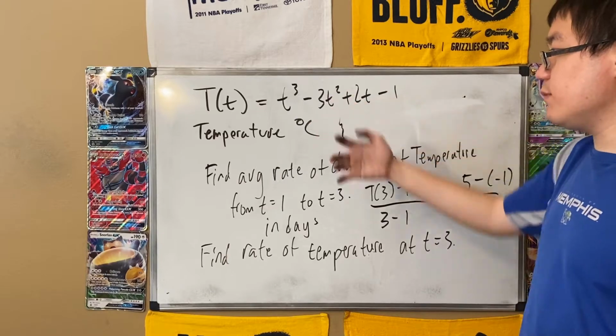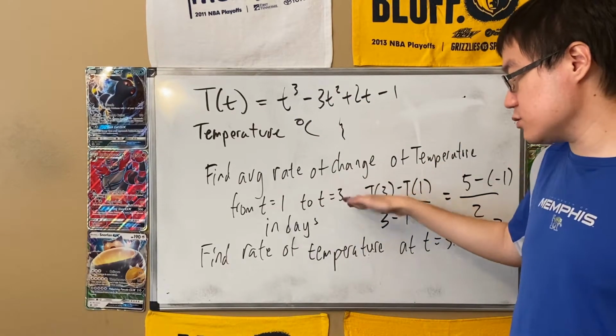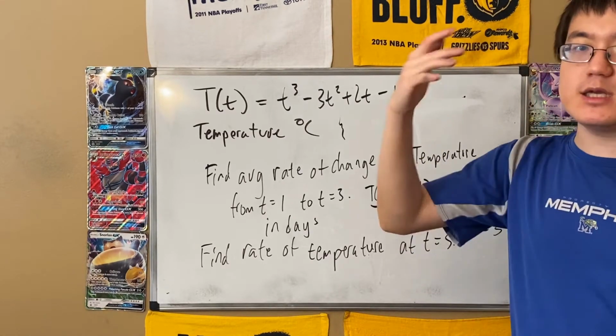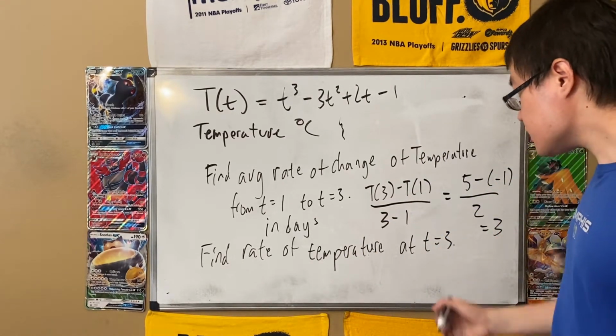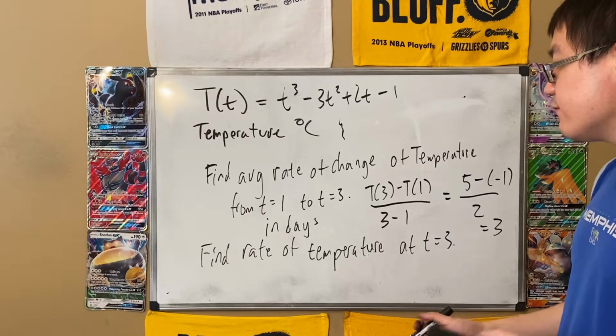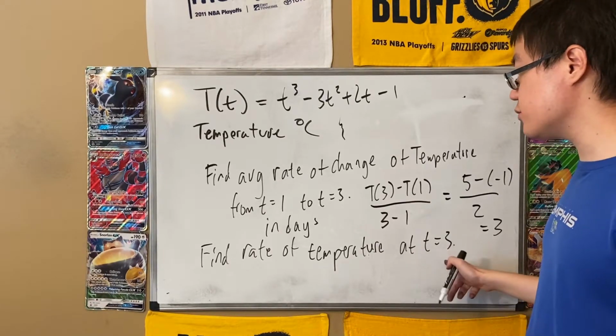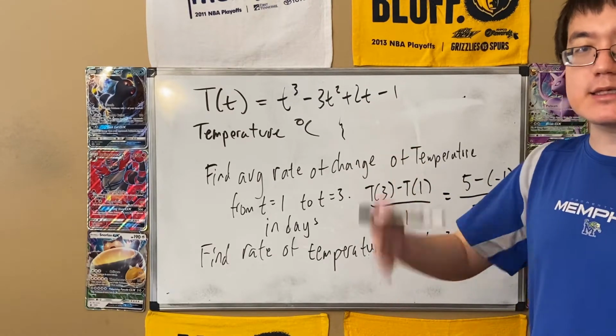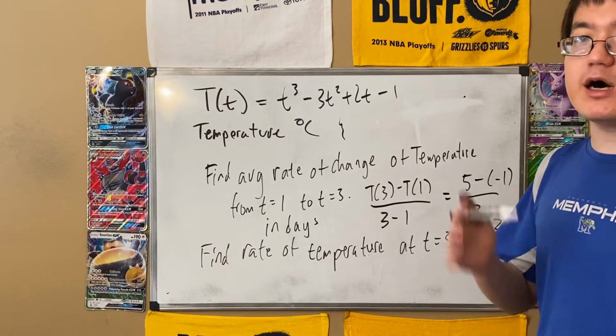So for example, in Memphis, the rate is increasing between t equals 1 to 3, on average 3 degrees. If it was negative 3, it would just be decreasing by 3 degrees. Finally, let's do this last question. Find the rate of change of temperature at t equals 3. So meaning exactly on the third day as it starts, what's the rate of change of the temperature?